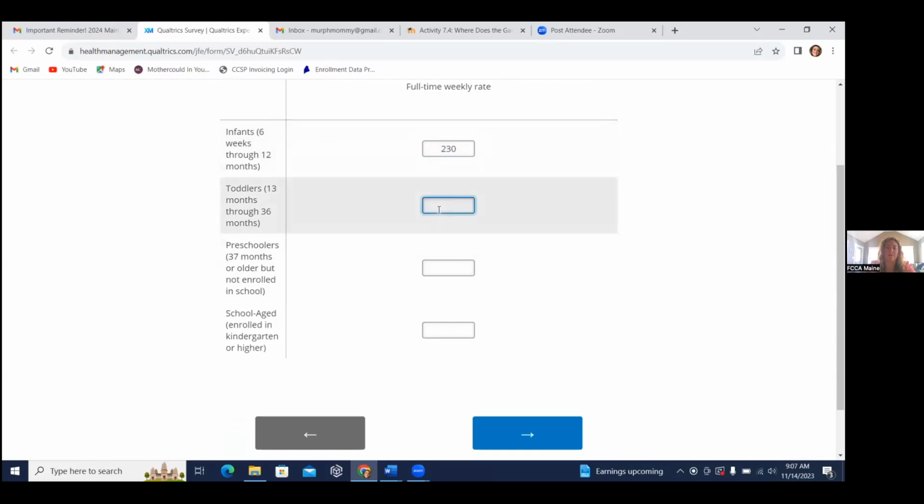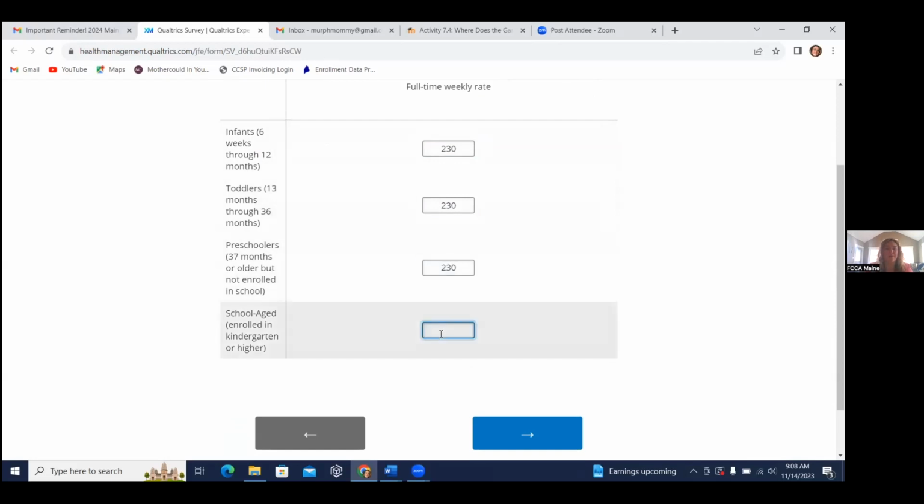So on the family childcare form, I'm just going to enter all the same numbers. Some people do charge different rates, but for the purpose of this survey I'm just entering the same number for each. There are different categories for each age group for you to enter the different weekly rates. Yes, we have infant, toddlers, preschool, and school age.